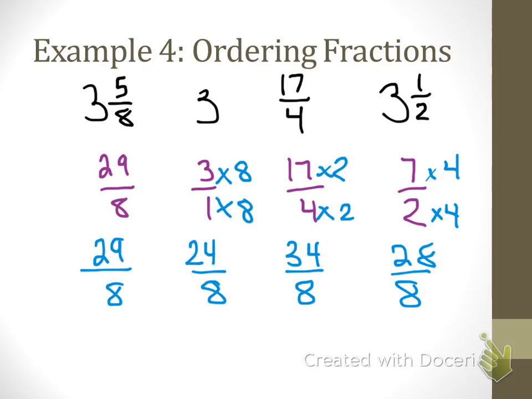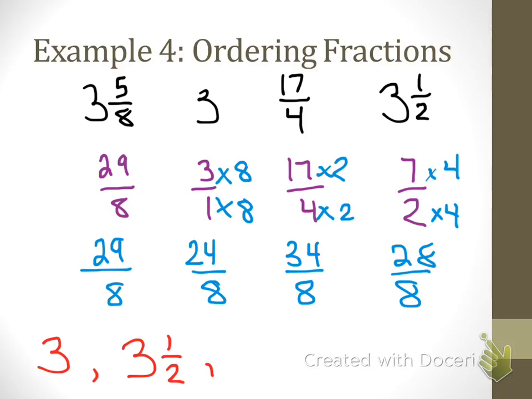So which one is smallest? 24 over 8, but in its original form it's what? 3 over 1. Just 3. So remember, whenever you're writing them least to greatest for your answer, you must write them in the original format. So we have 3 is the smallest, and then what? 28 over 8, which is 7 over 2, or 3 1/2. Very good.